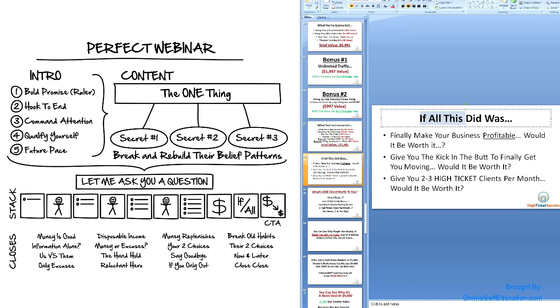Okay? So these if-all statements, they solidify this price in their mind. Does that make sense, you guys? If-alls. And now I come back and say, but don't worry, guys, I'm not going to charge you that. In fact, what I'm going to do is, and then you start dropping the price.